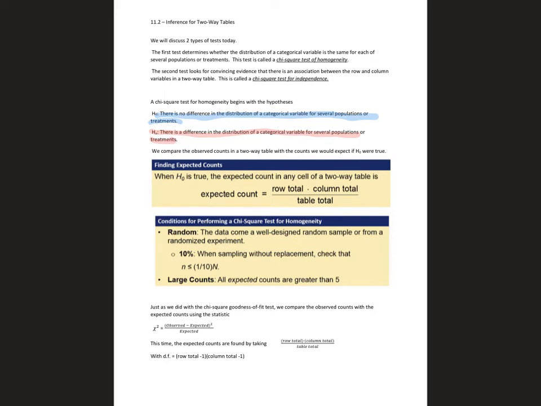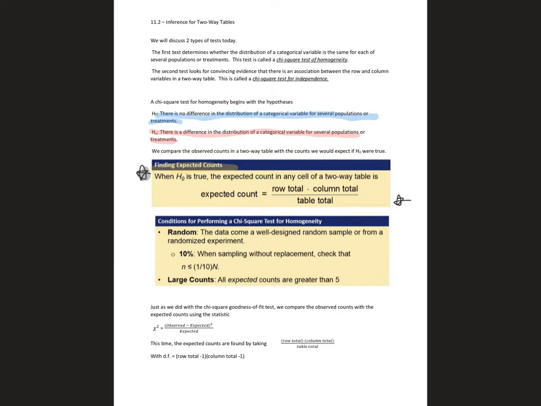This is different. If we wanted to find the expected counts for a two-way table, you need to know this one is different. The expected count for any cell is the row total times the column total divided by the table total. So that's going to be different for my expected counts. If you skip down to the bottom, I'm still going to calculate the chi-squared value as observed minus expected, quantity squared, divided by expected.